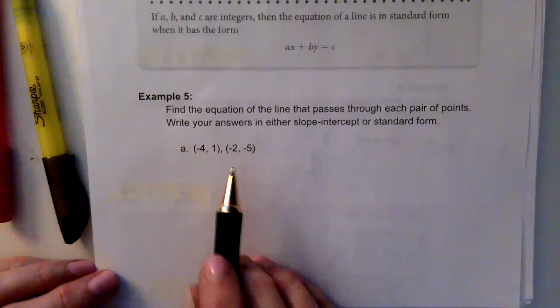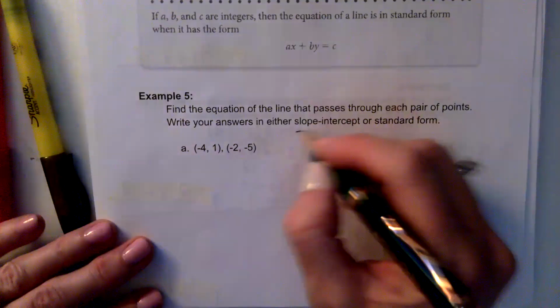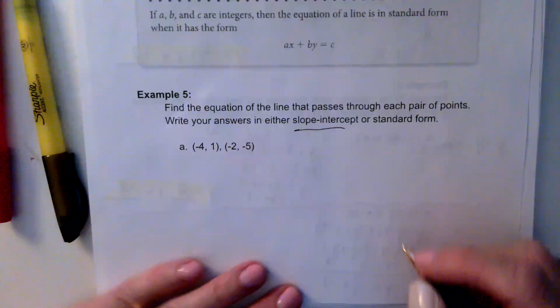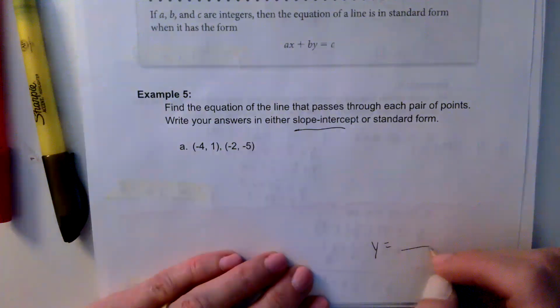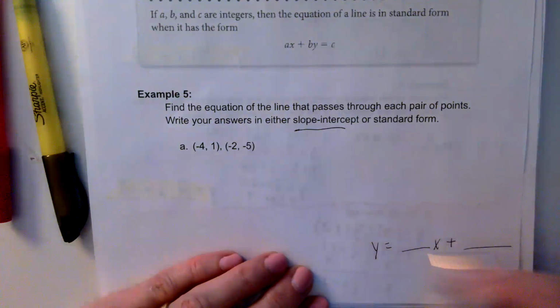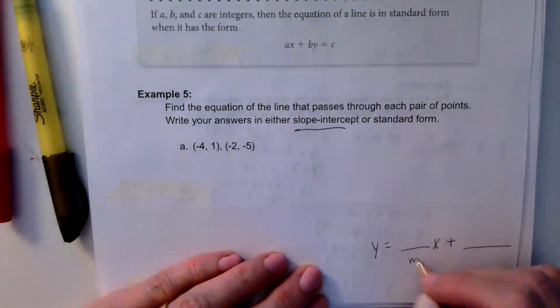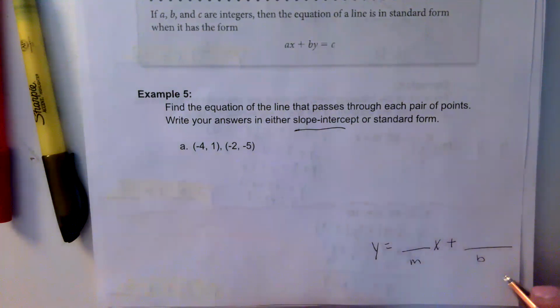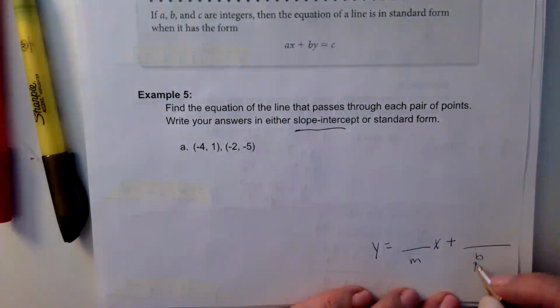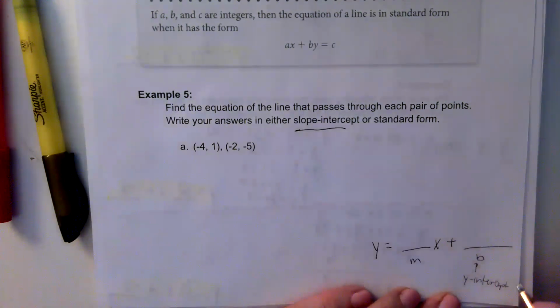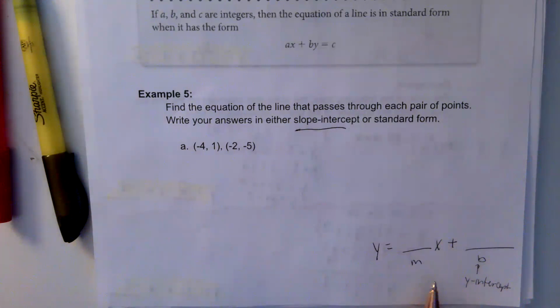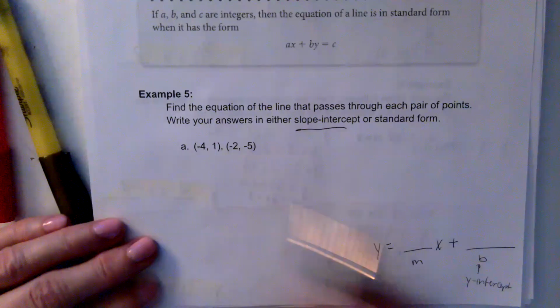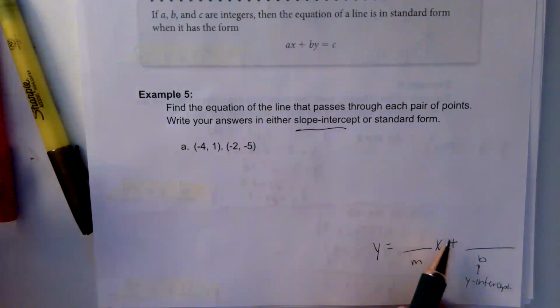Okay. So I like slope intercept form because my outline is y equals something x plus something, where something x is my slope and b is my y-intercept. I'm going to make a note there on the bottom right. So I'm not given my slope this time, and I'm not given my y-intercept. So the first thing I'm going to do is find my slope.